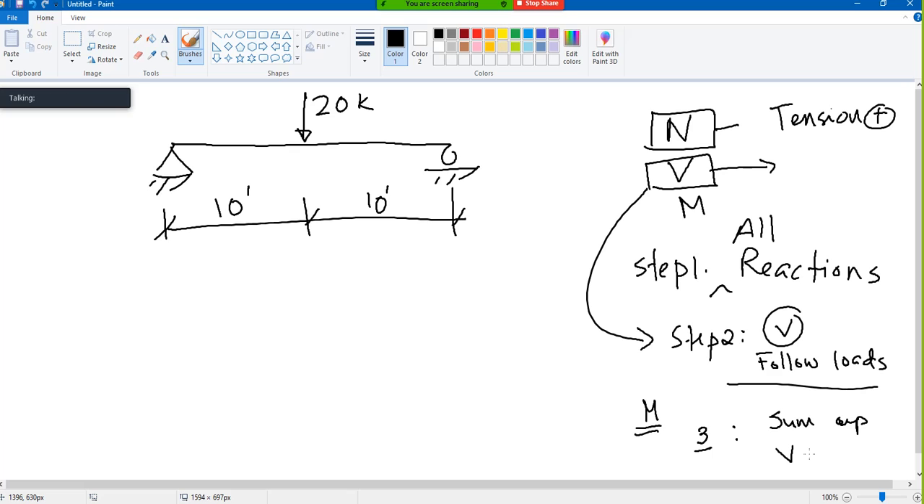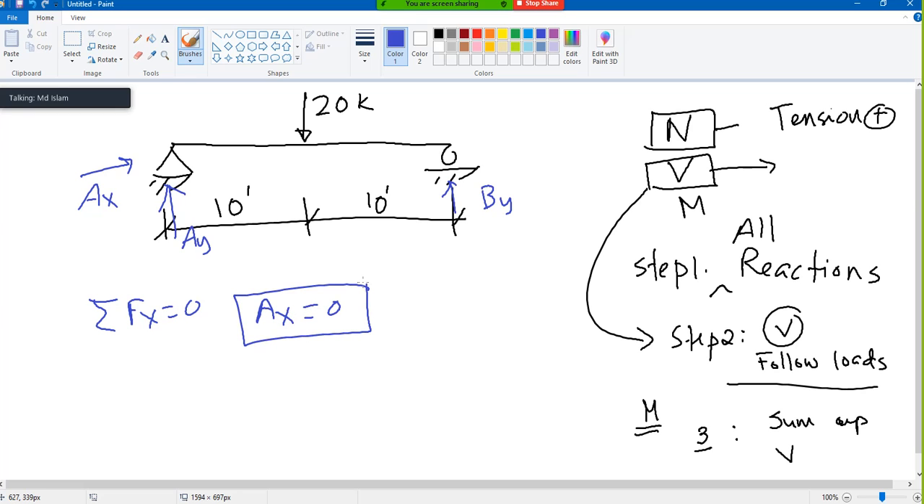Say this example. Now first find all the reactions. So what to do? Draw a free body diagram. Here I have one unknown, Ax, another unknown Ay, and one unknown By. If I take summation of Fx equals 0, there is no force along the x direction, so Ax is 0. One reaction done. Anybody can find it without doing any calculation. In your exam, if you can tell the answer without solving, it is good.